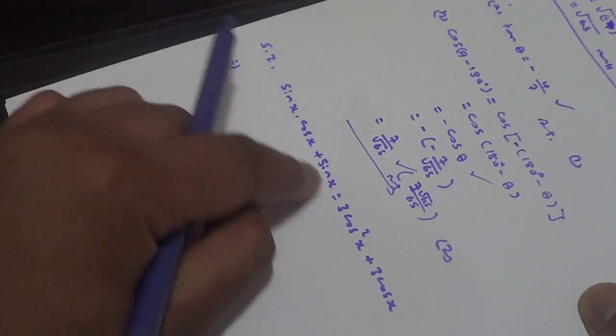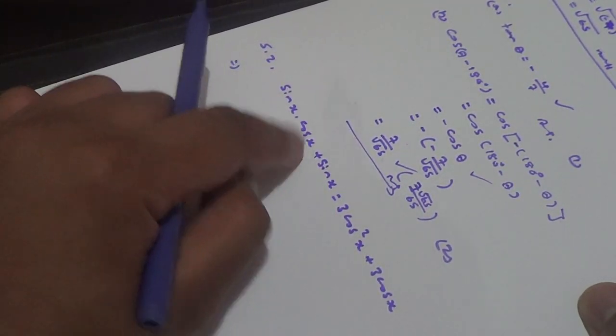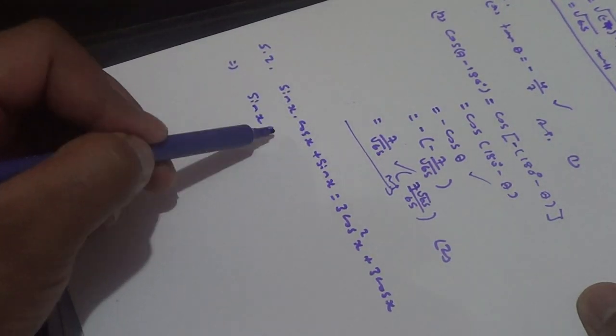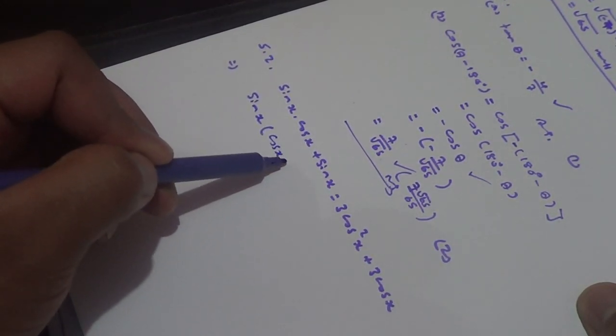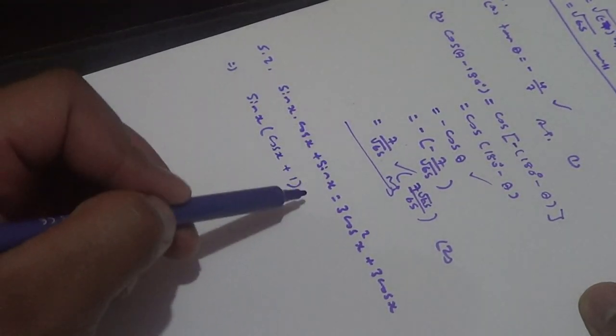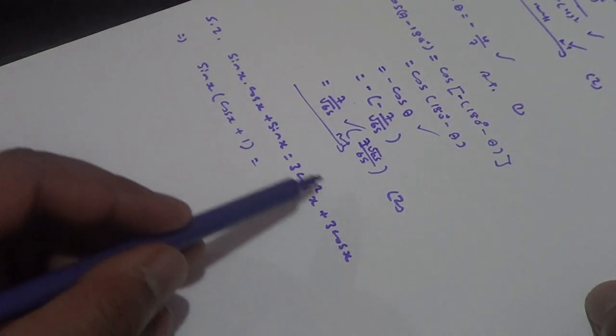We can actually take a highest common factor on the left-hand side, which is sin x, into, we get cos x plus 1, okay? That's what we would get here. Here we get the highest common factor here.